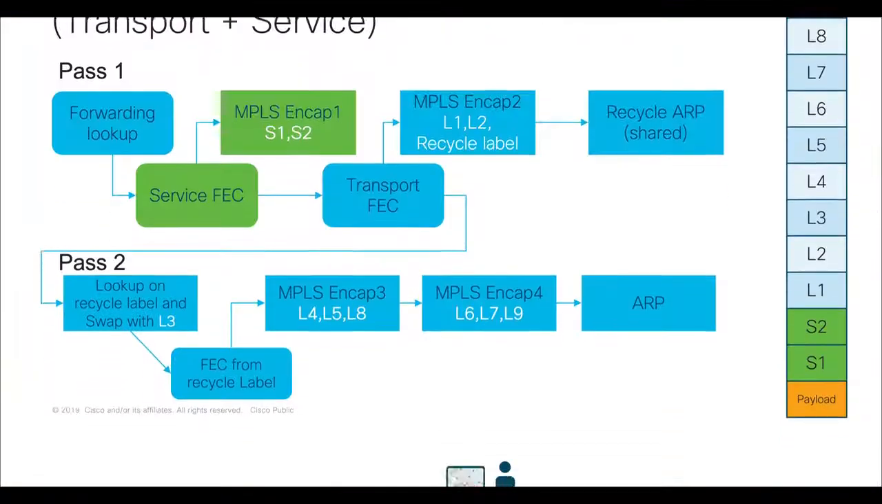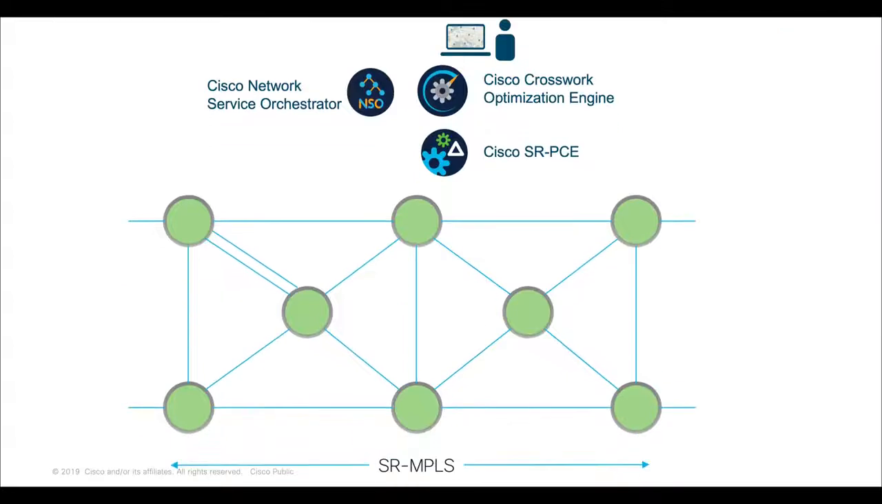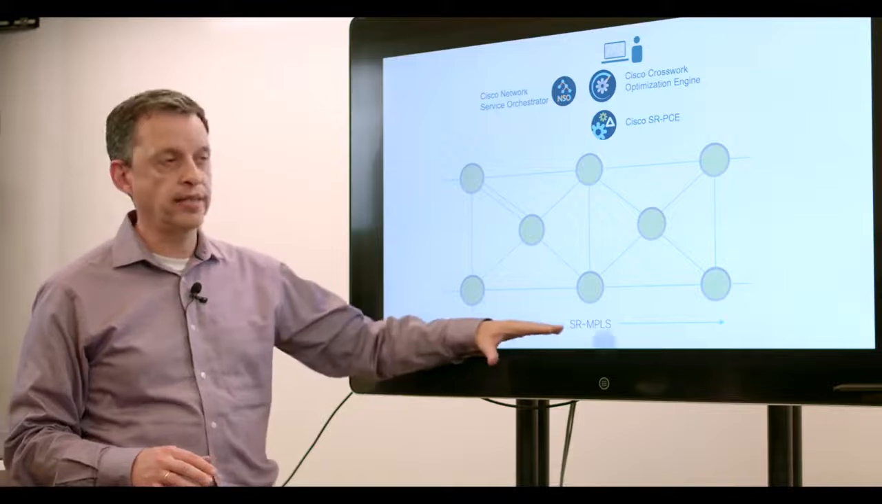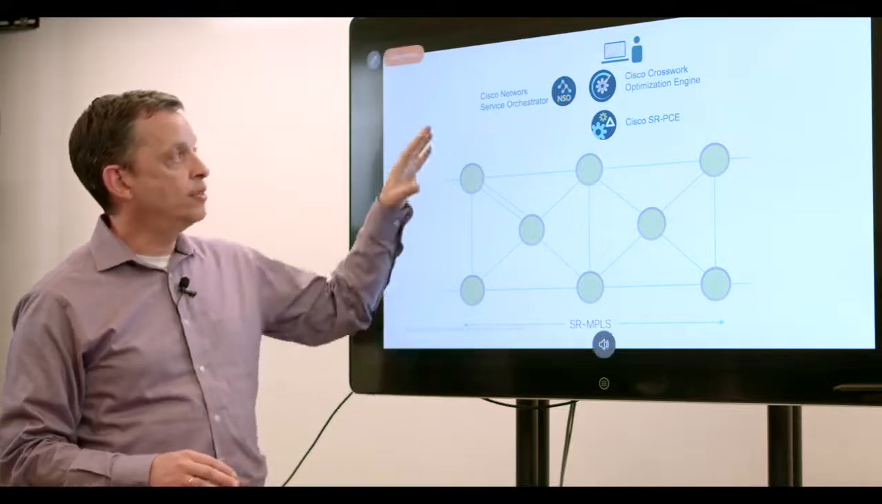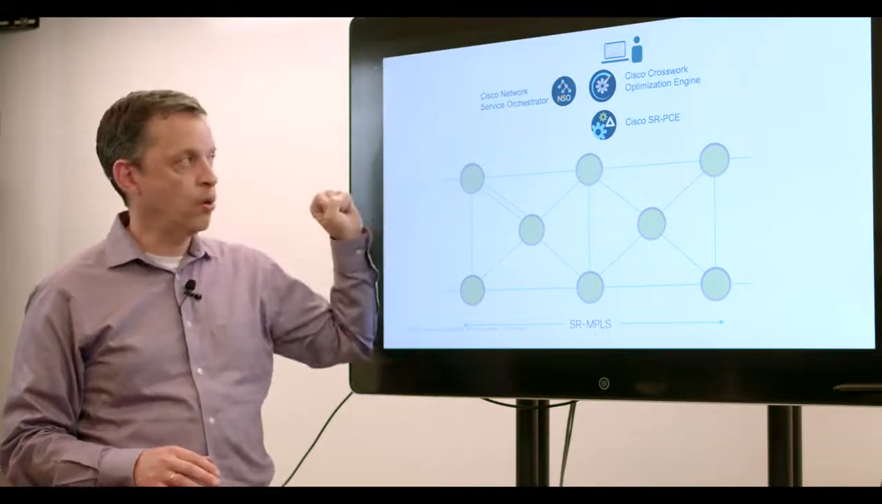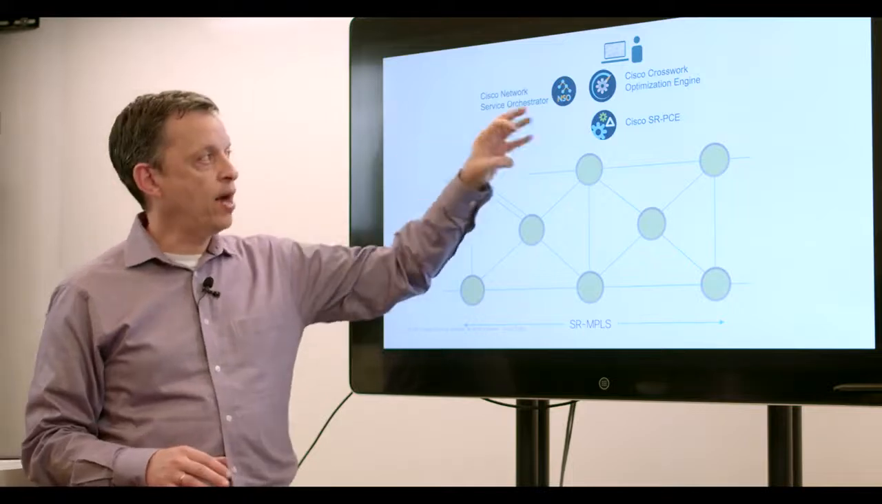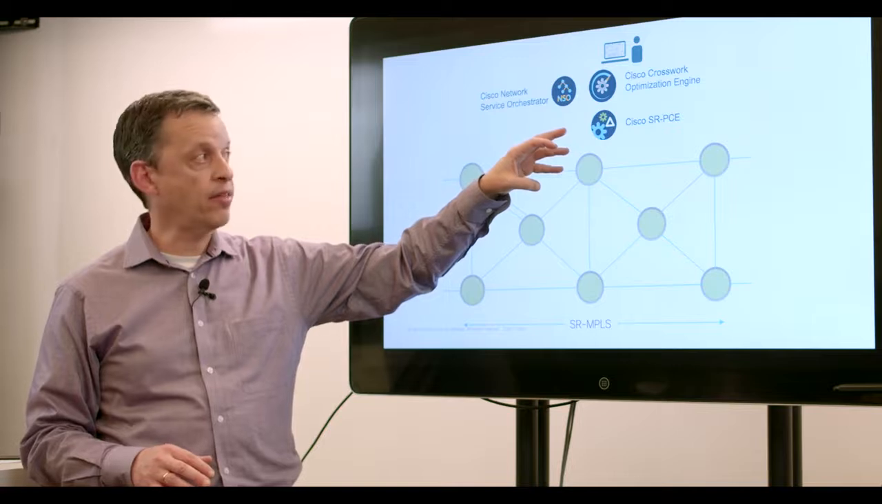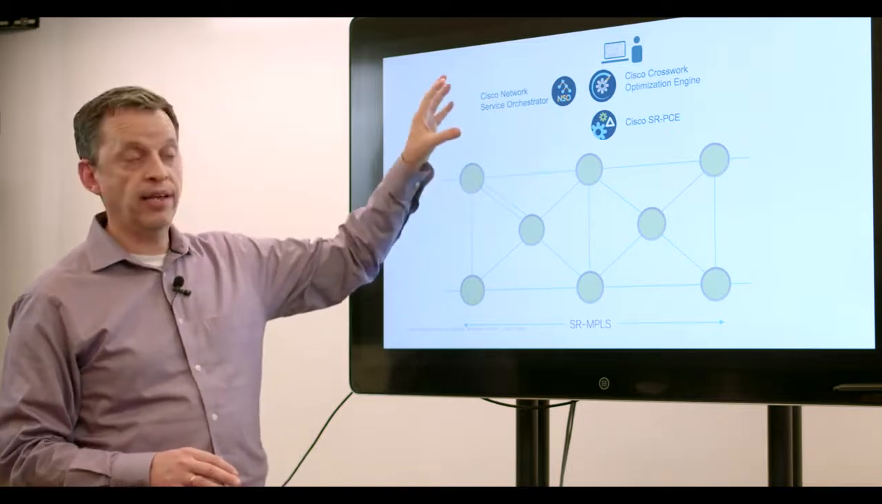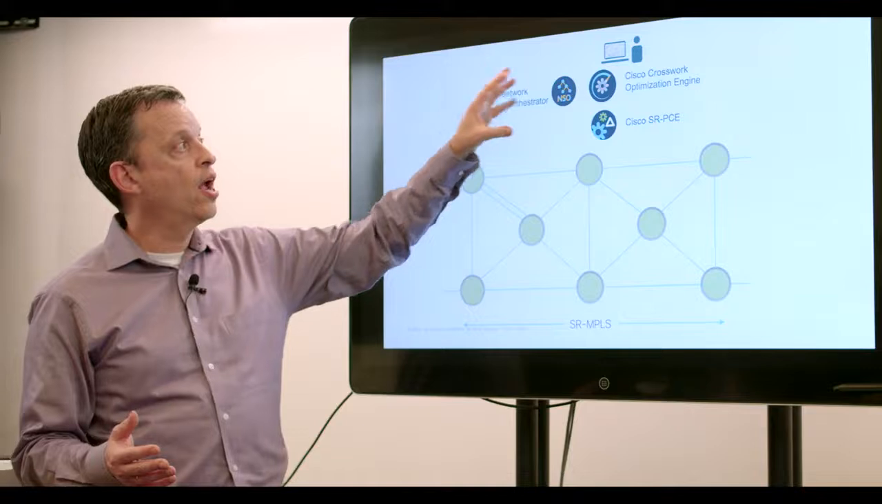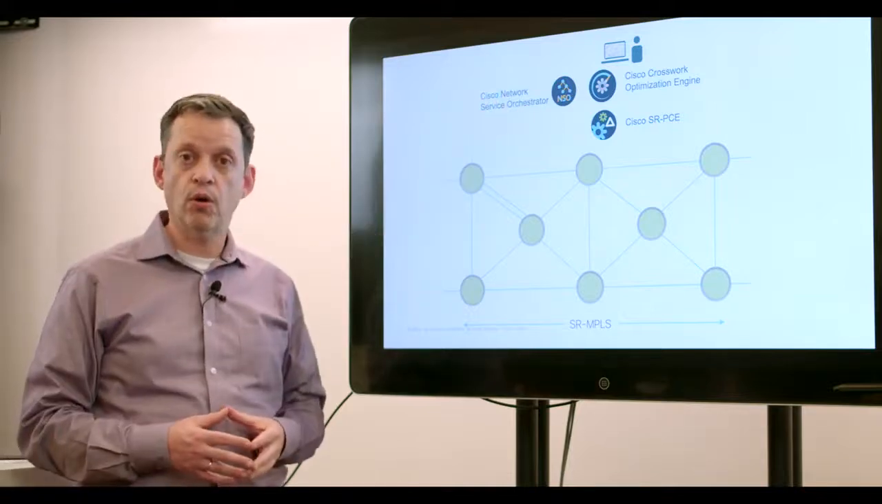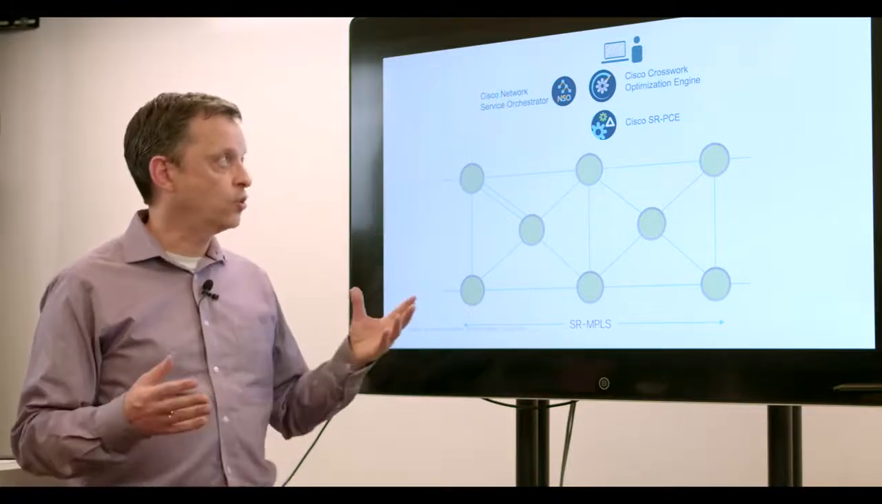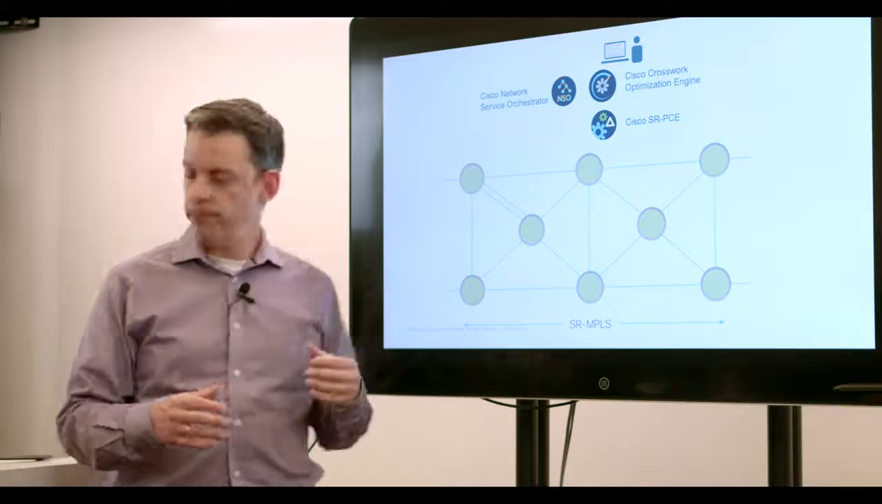Sure. We'll probably start with a picture that shows a segment routing network underneath. I'm running segment routing MPLS. On the top, you will see multiple building blocks. So we're going to describe them. You have the Cisco path computation function, or called the segment routing path computation element. We're going to talk about NSO for service orchestration. We're going to talk about an application called Cisco Crossworks optimization engine. So we'll look at the flow.